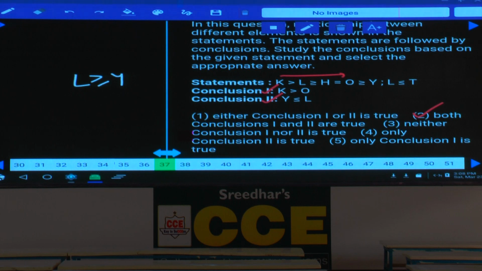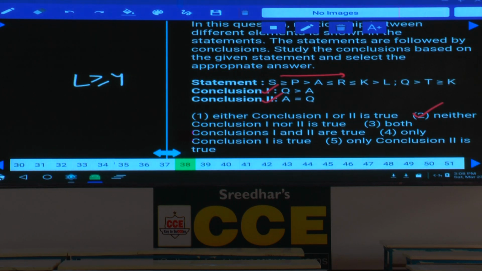Now 72, the next one is 73. Now in this question number 73, the relation between Q and A. A is here and Q is here. The letter which is common between these two is T. Now the relation between A and K: A lesser than or equals to K, and T greater than or equals to K means K lesser than or equals to T. Now the relation between A and T: A is either lesser than or equals to T, isn't it?